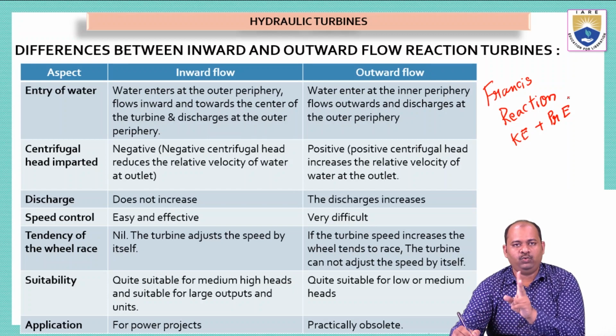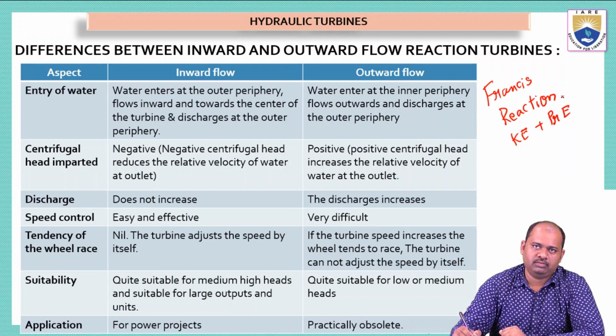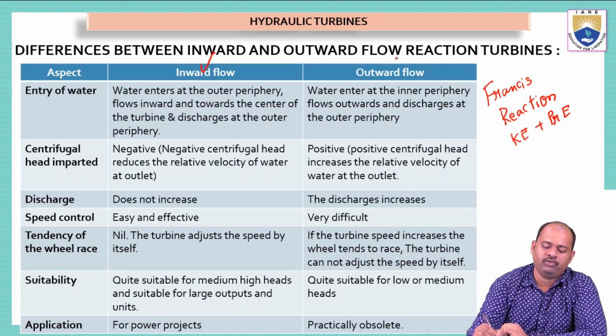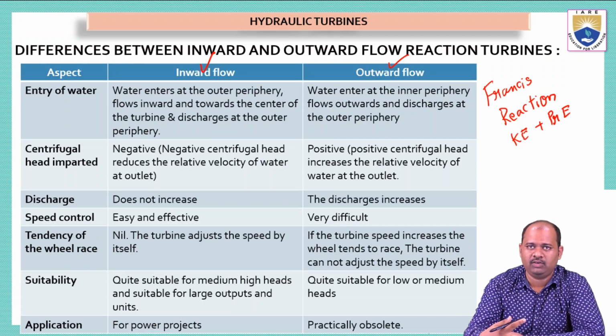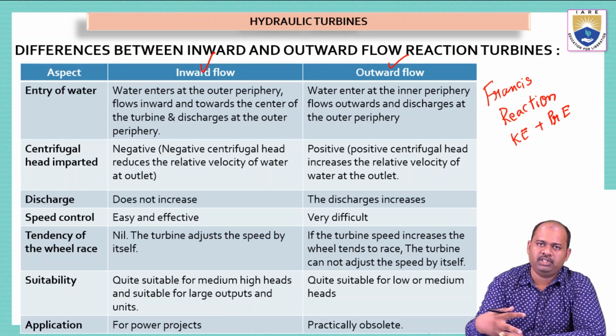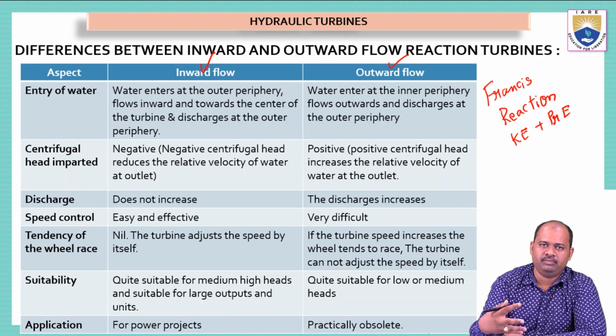Now, there are two types of reaction turbines: one is the inward radial flow turbine, the other is the outward radial flow turbine. Now we'll try to understand the differences between these two. Although the working of these two turbines is the same, the flow of water is different.